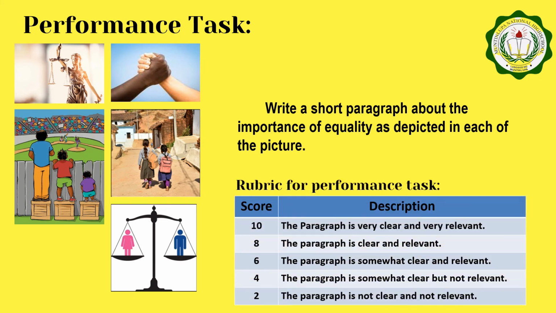For your rubrics, if your paragraph is very clear and very relevant, that is 10. If your paragraph is clear and relevant, that is 8. If your paragraph is somewhat clear and relevant, that is 6. And 4, if your paragraph is somewhat clear but not relevant. And the last one, you will get 2 if your paragraph is not clear and not relevant.